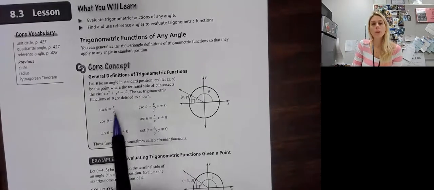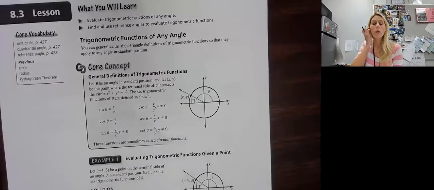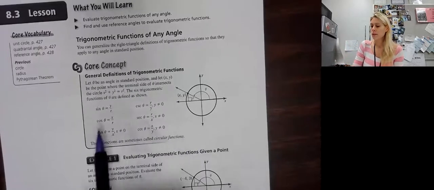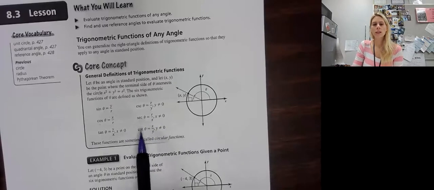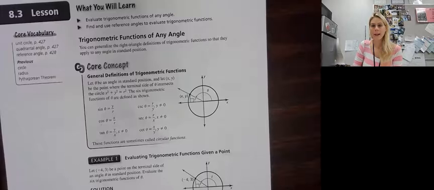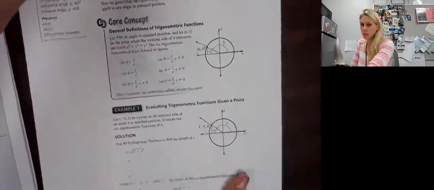Cosecant, the reciprocal of sine, right? So we just flip. So now we're r over y, making y not be 0, because otherwise you can't do that division, right? It doesn't exist. Secant is the reciprocal of cosine, so r over x. And cotangent is the reciprocal of tangent, so x over y. And we can use this to go quicker. So let's actually do some of those right now.